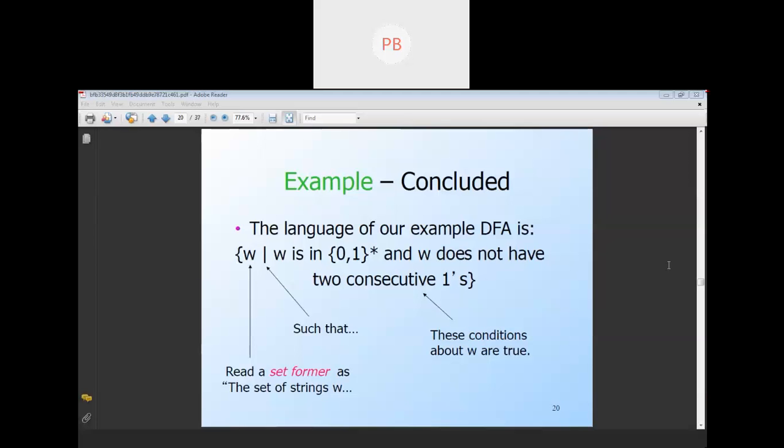Three states. Anyone else? Yes, we need three states. Can anyone draw this DFA?